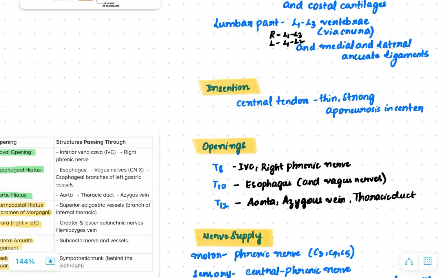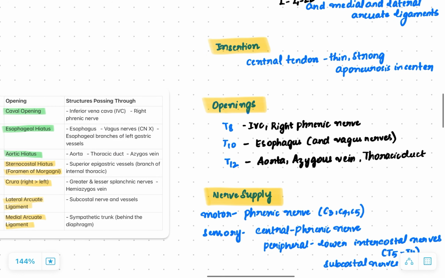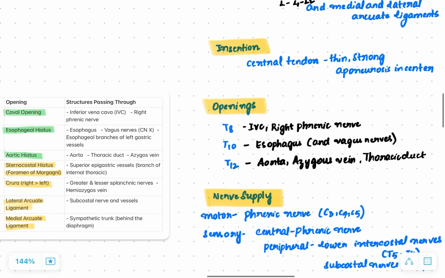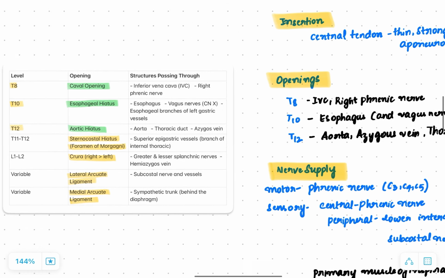Coming to the openings, there are three major openings, at the T8 level, T10 level and the T12 level. At the T8 level, the main structures passing through this opening are the inferior vena cava and the right phrenic nerve. At the T10 level, the esophagus and the vagus nerve. At the T12 level, the aorta, azygos vein and the thoracic duct. We can remember this by the mnemonic: I 8, 10 Eggs At 12.